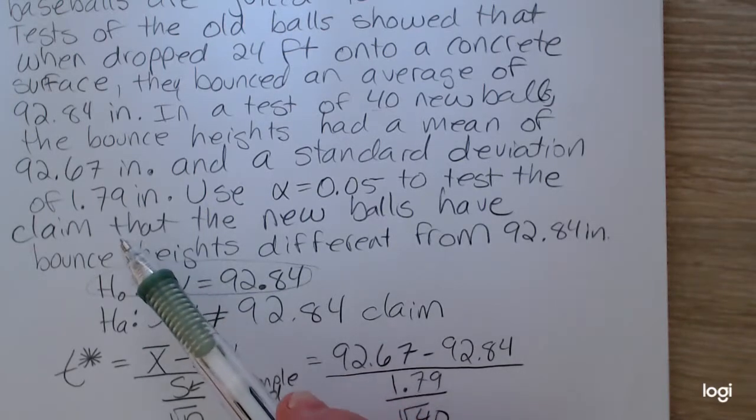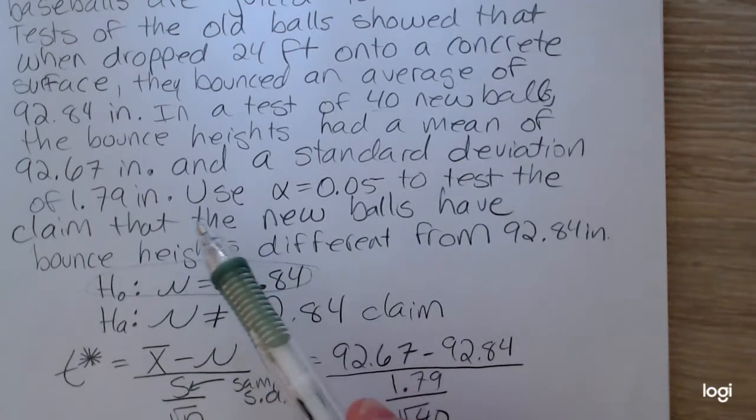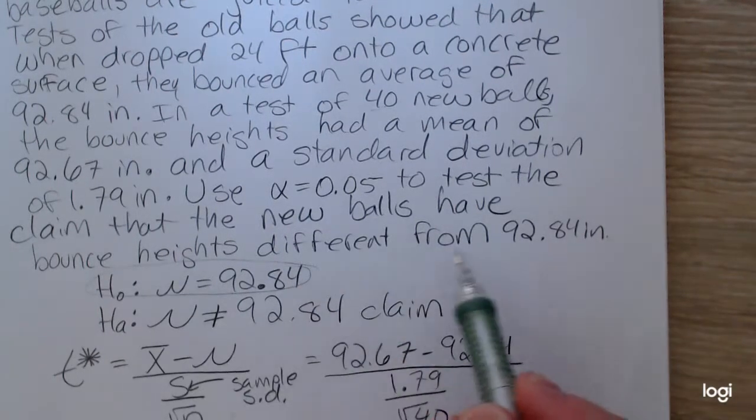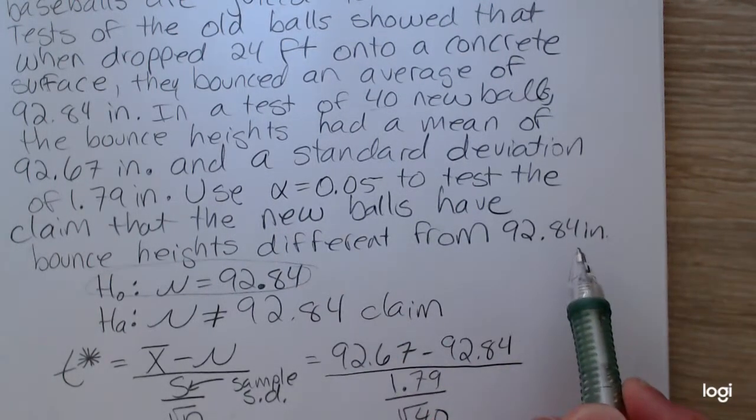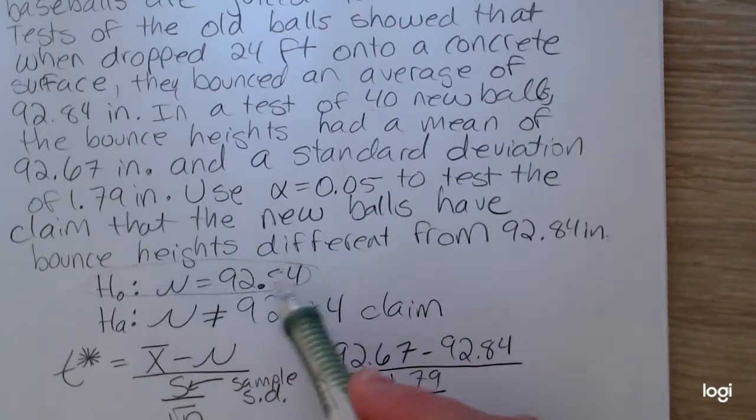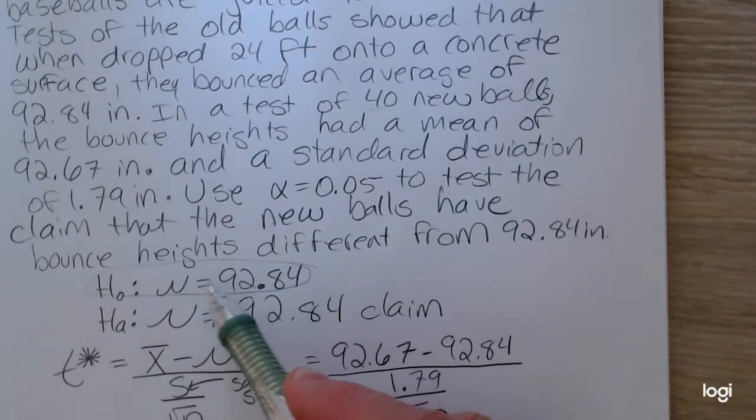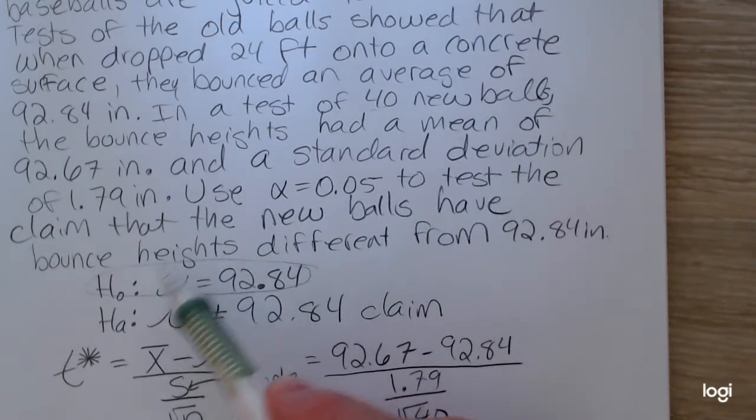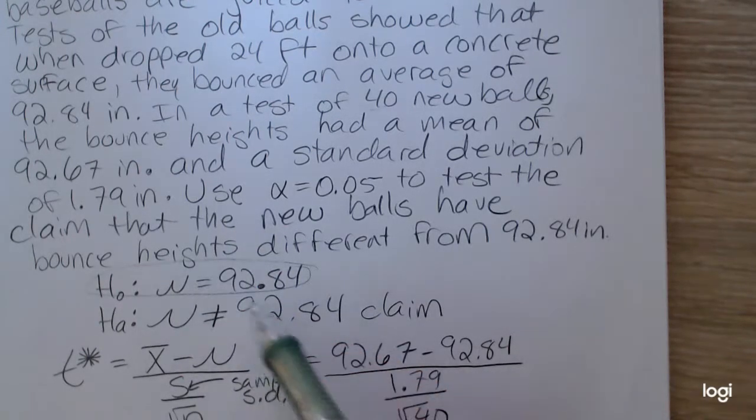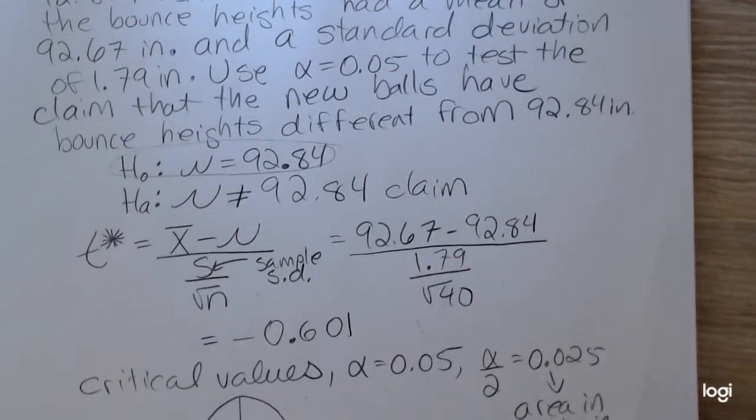So to address the claim that the new balls have a mean bounce height different from 92.84 inches, because we are failing to reject the null, and the null contains the case of equality, there is not enough evidence, or there is insufficient evidence, to support that claim that the mean height is different from 92.84.